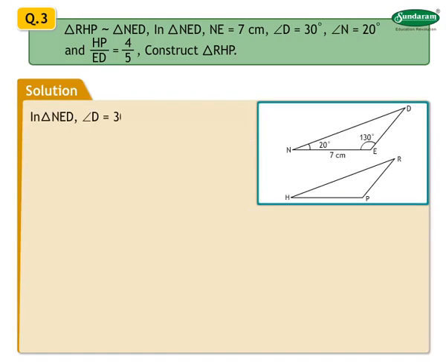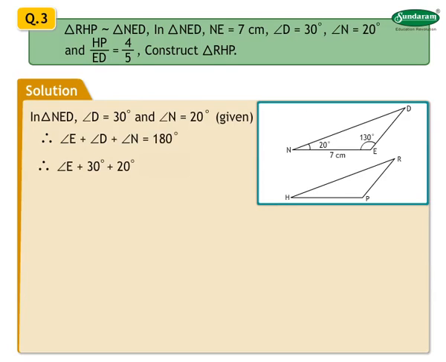In triangle NED, it is given that angle D is equal to 30 degrees and angle N is equal to 20 degrees. Therefore, angle E plus angle D plus angle N is equal to 180 degrees. Therefore, angle E plus 30 degrees plus 20 degrees is equal to 180 degrees. Therefore, angle E is equal to 180 degrees minus 50 degrees. Therefore, angle E is equal to 130 degrees.